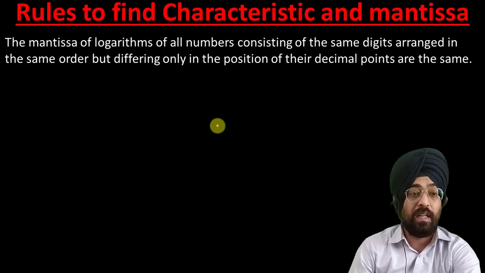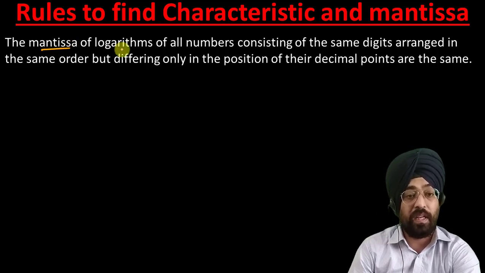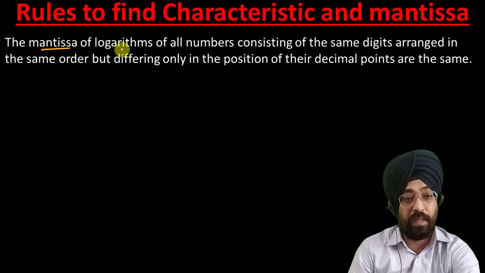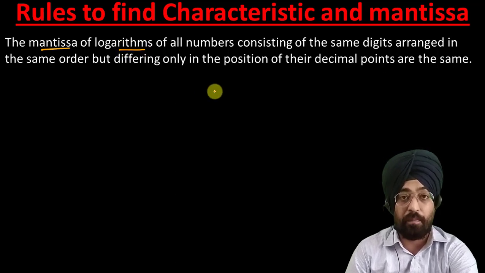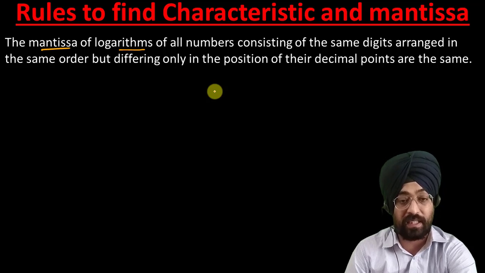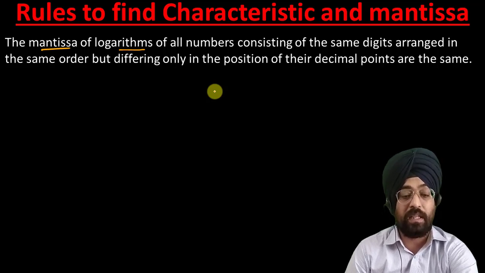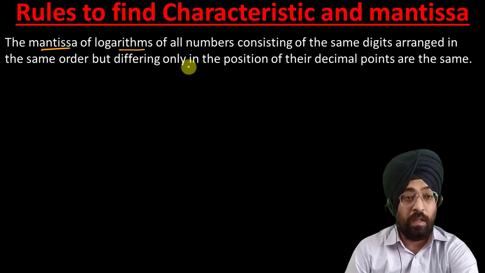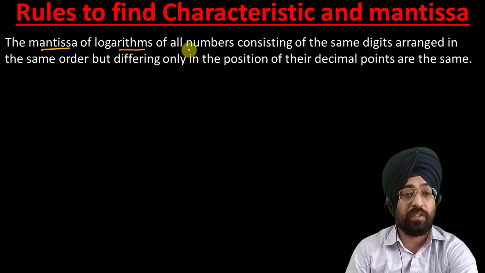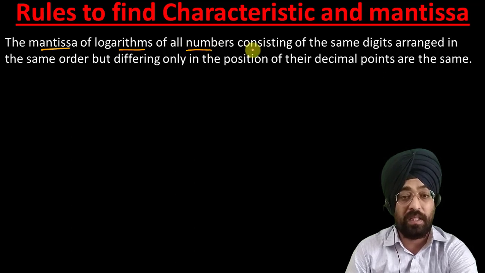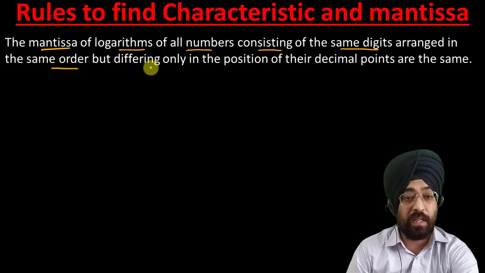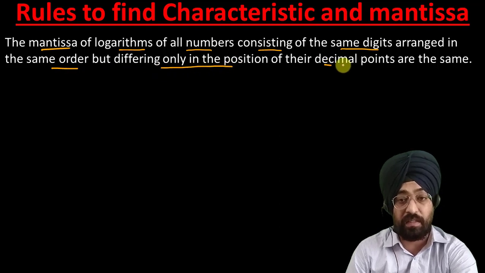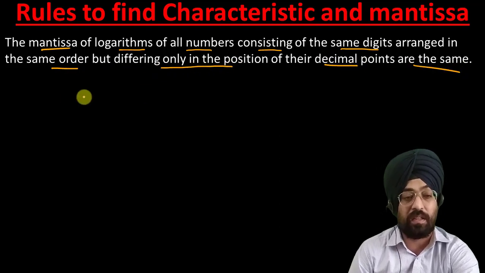Now mantissa. The mantissa of a number is generally found with the help of a log table that I will show you in my next slide, and in our next lecture we will learn how to read that table. We will do some examples with some numbers. The mantissa of the logarithm of all numbers consisting of the same digits arranged in the same order but differing only in the position of their decimal points are the same. Let us learn what this means.